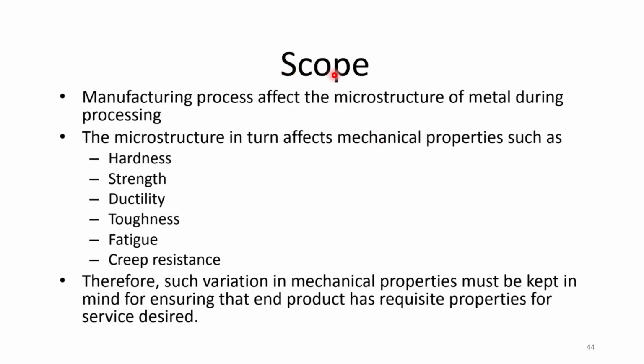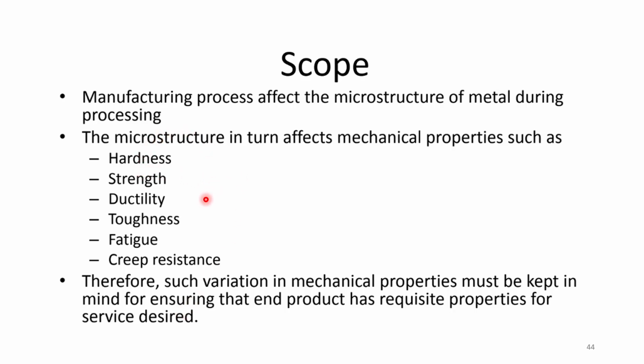Now the scope: how you choose your manufacturing process will ultimately affect the properties of your final product. The manufacturing process affects the microstructure of the metal during processing, and the microstructure in turn affects mechanical properties such as hardness, strength, ductility, toughness, fatigue and creep resistance. Therefore, such variation in mechanical properties must be kept in mind to ensure that the end product has the requisite properties for the desired service.